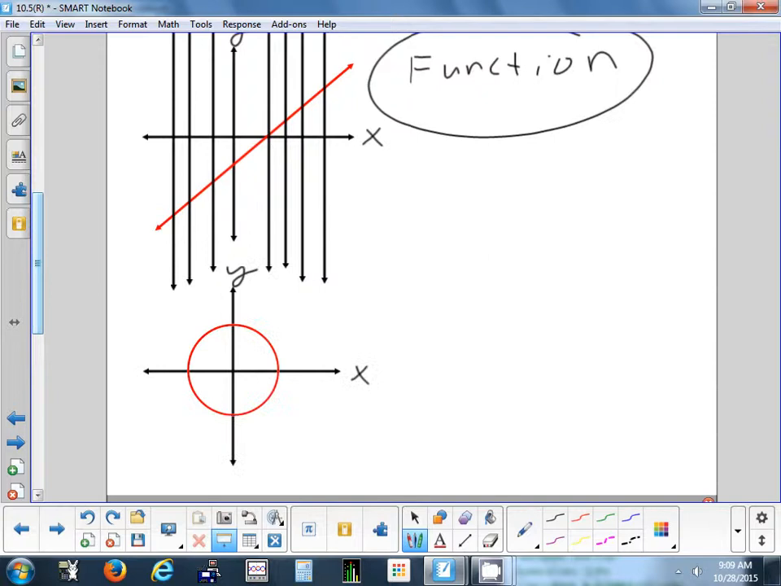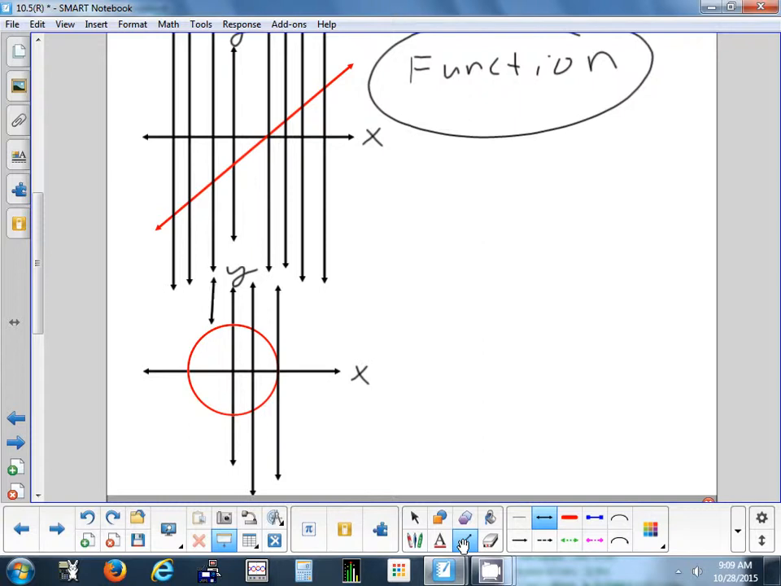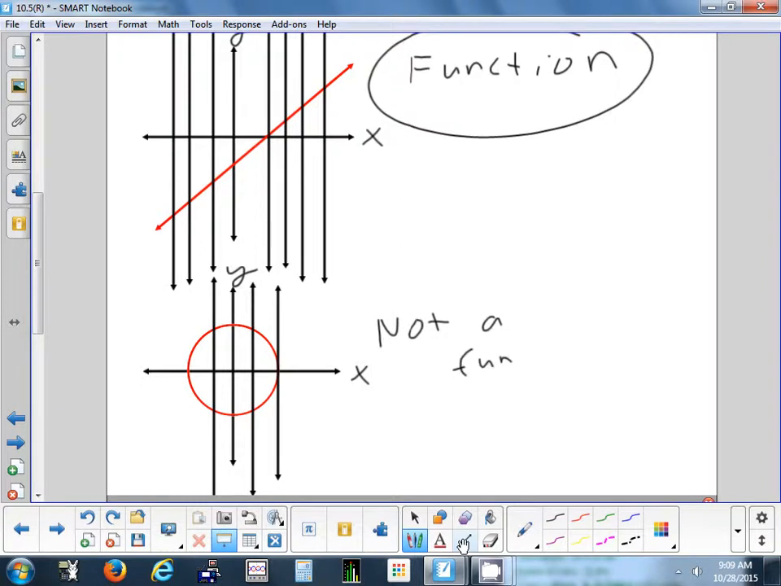Okay, let's look at this one. Before I even put lines in, what do you think? Is a vertical line going to hit this more than once? Yeah, not if I put it right on the edge, but I can put it anywhere. It hits it more than once. Is this a function, yes or no? No, this is not a function. Vertical line hits more than once.